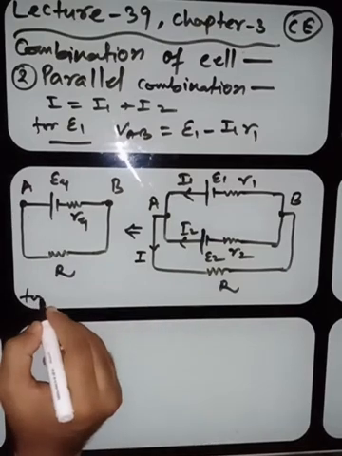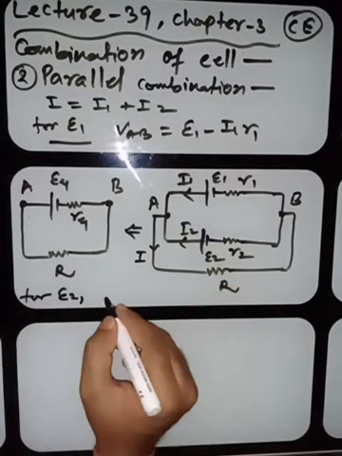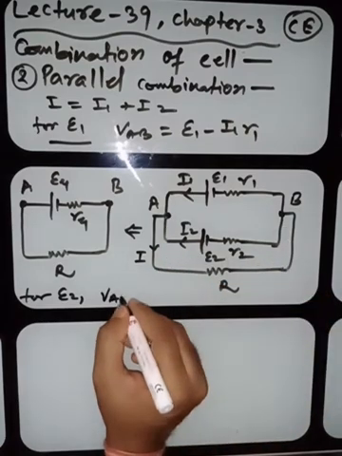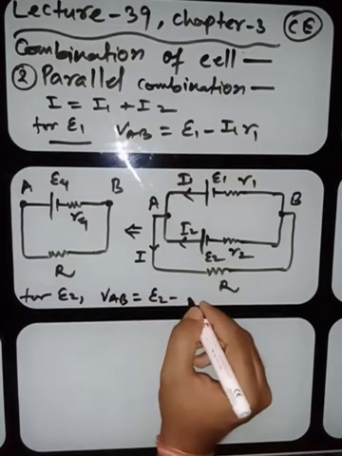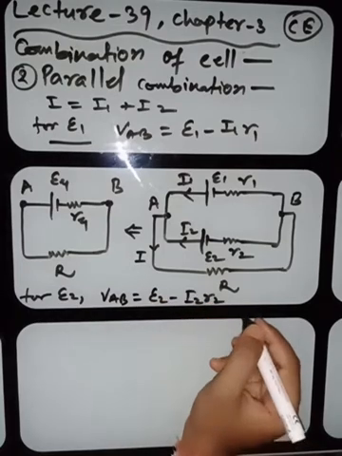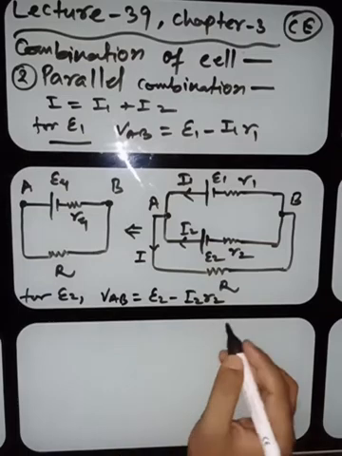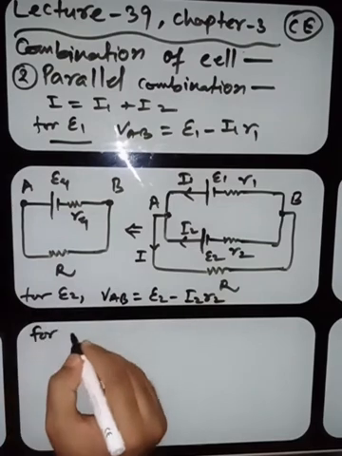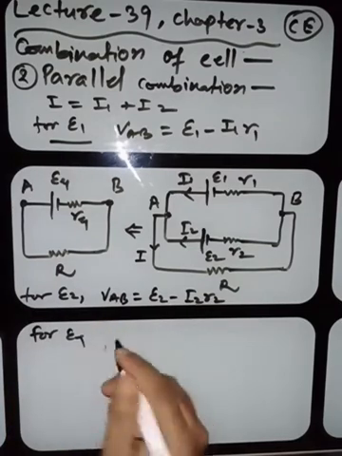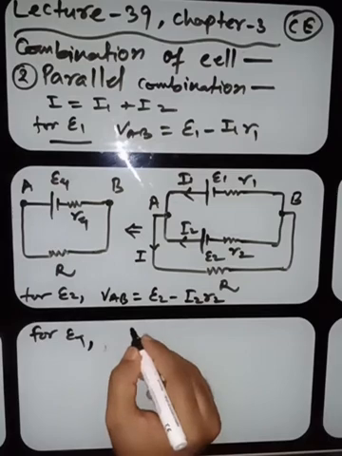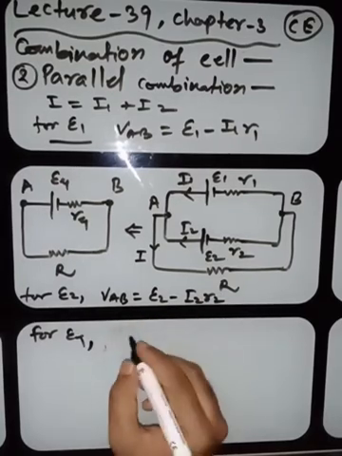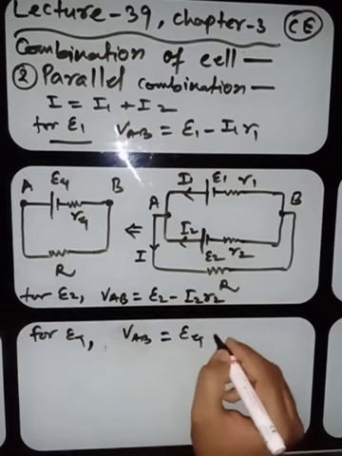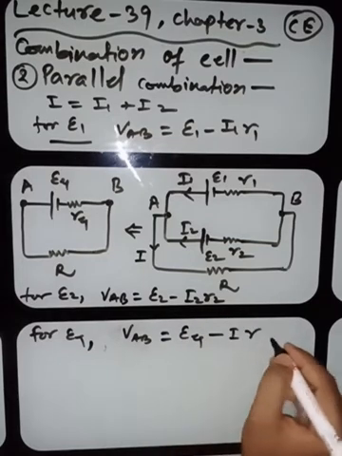Similarly, for E2, what can you write? VAB again, because these two terminals are also connected over here. So the VAB is E2 minus I2 R2. Okay. E2 minus I2 R2. For this equivalent, what can you write? You can write VAB equals E equivalent minus I R equivalent.